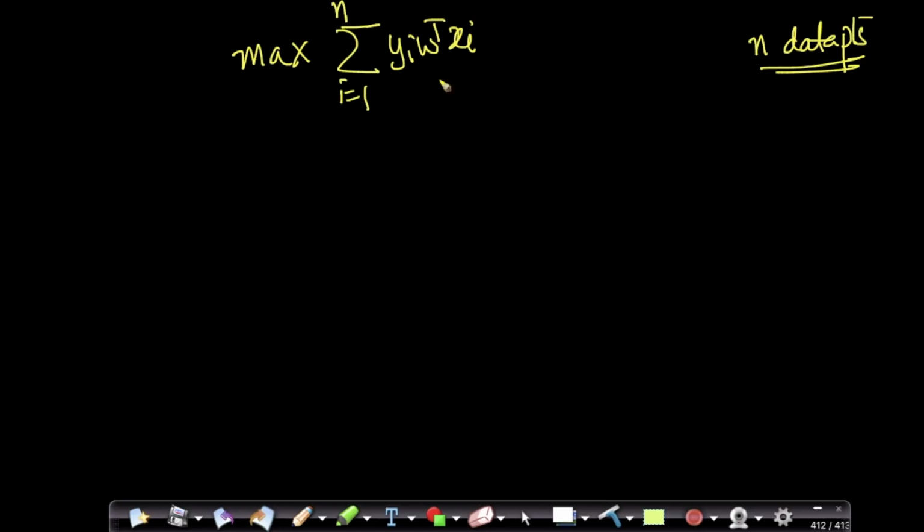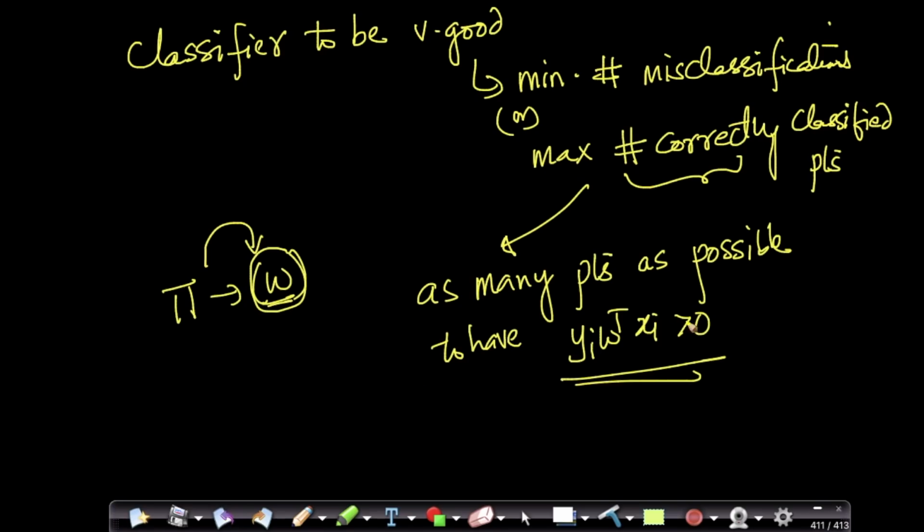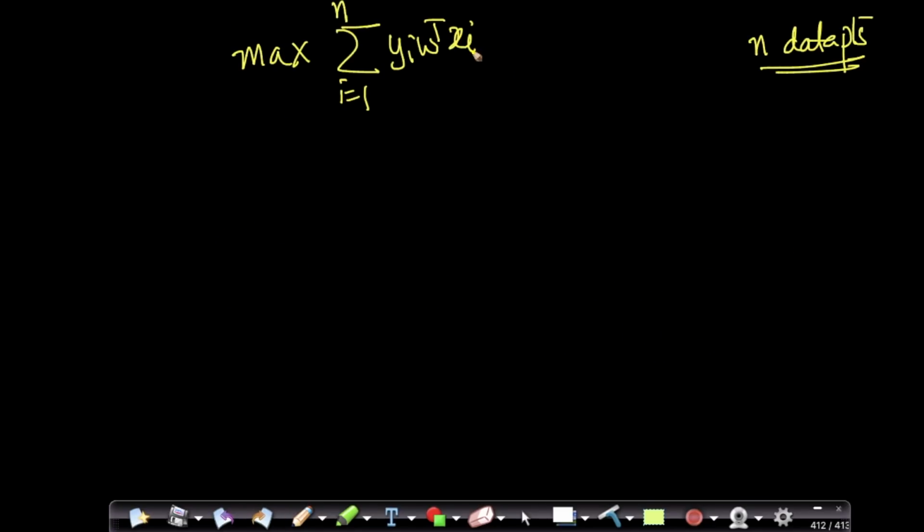Because imagine for every point, if this is positive, that's great. So I want to maximize this. Whenever you're trying to maximize, you want as many positive values as possible and as few negative values as possible. That's simple. This is very important because you want as many of these values as possible to be greater than 0. So I'm summing them up.